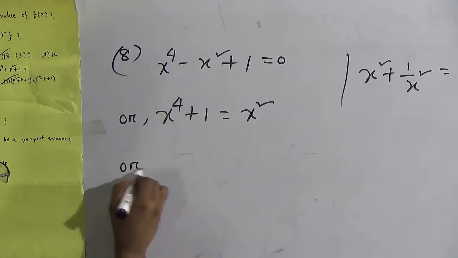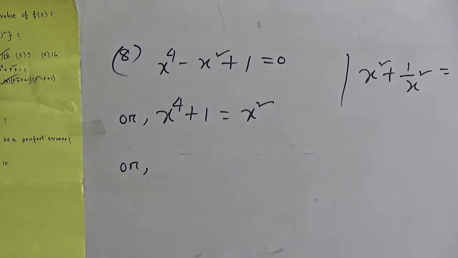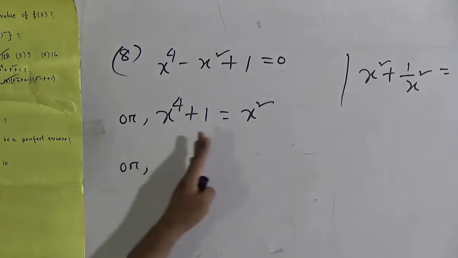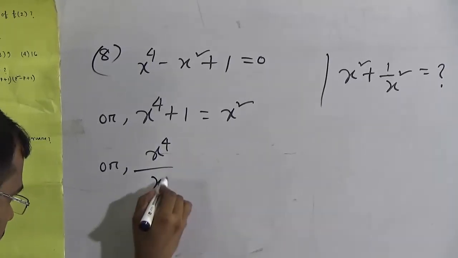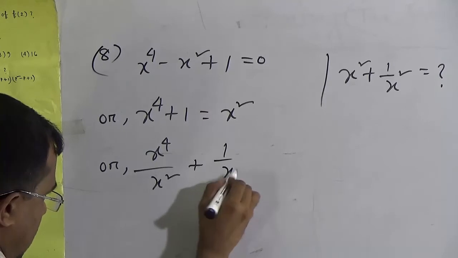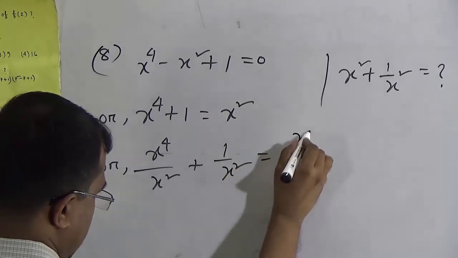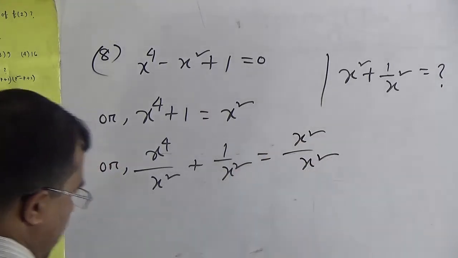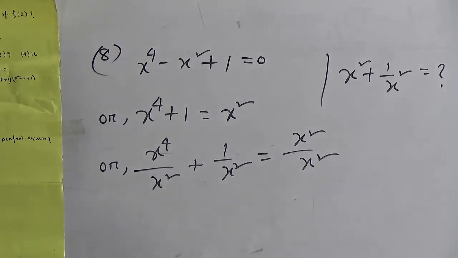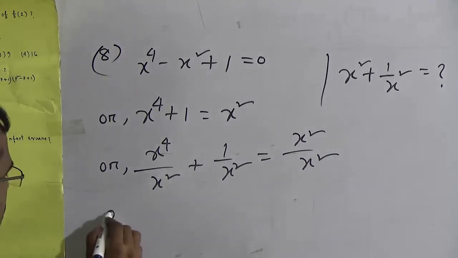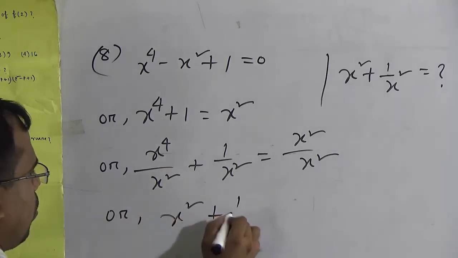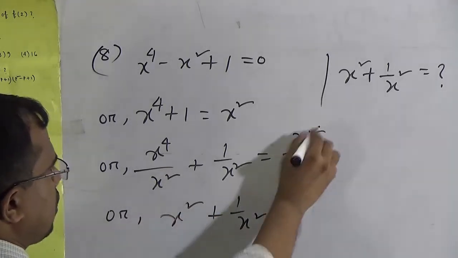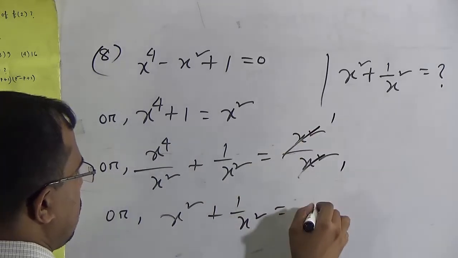Now dividing both sides by x square, that means we have to divide each term by x square, then x to the power 4 divided by x square plus 1 by x square equals x square by x square. If we divide x to the power 4 by x square, then it will be x square plus 1 by x square, equal to x square by x square, which is equal to 1.